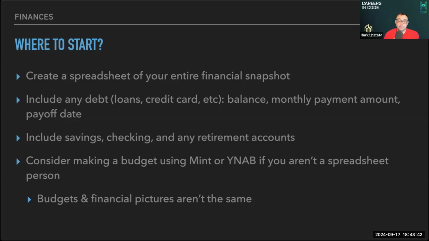And then the last thing I will say is budgets and financial pictures are not the same thing, right? So a budget is everything that we're talking about: how am I spending my money? What are the goals of spending that money? A financial picture is where is all of my money? What are the different account types? All of that kind of stuff.